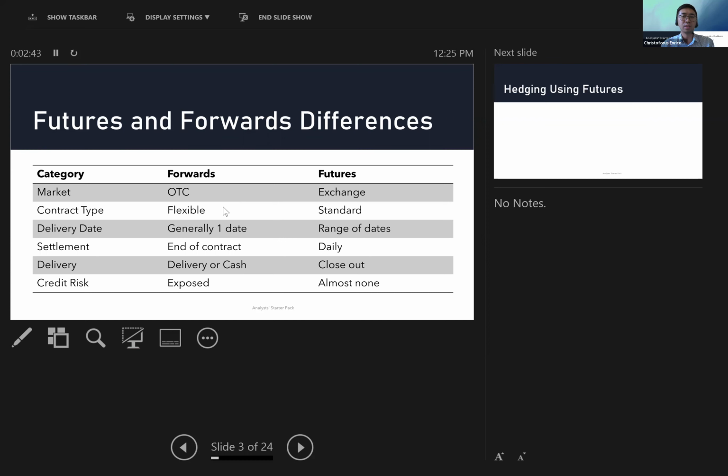For example, for maturity dates in the next 6 months, it is settled daily, so it's a range of dates. And the settlement of forwards is at the end of the contract, so at maturity, and for futures, it's daily. Usually for forward contracts, the delivery can be made in whichever way the forward agreement specifies, or in cash. However, usually people who trade futures close out the trades before the maturity.